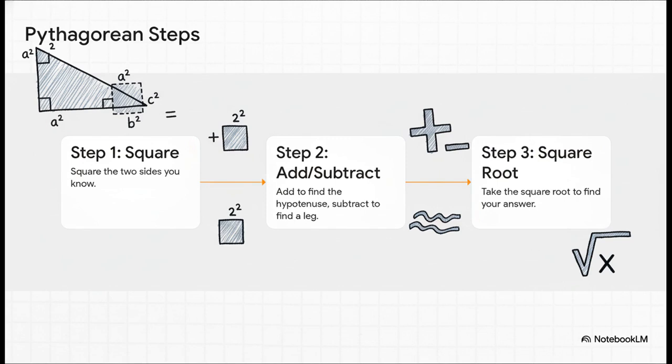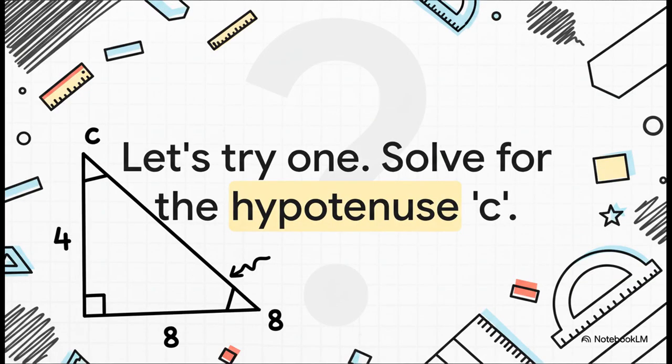First, square the 2 sides you're given. Second, you either add or subtract. Quick tip, you add to find the longest side, the hypotenuse, and you subtract if you're looking for one of the shorter legs. And finally, you just take the square root of your result. And that's your answer. All right, let's make this real with an example.